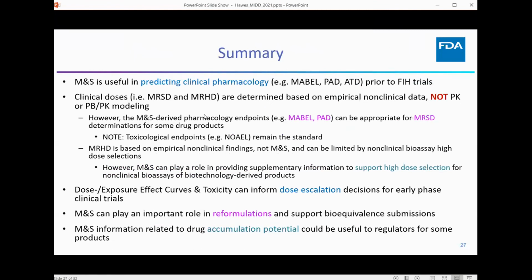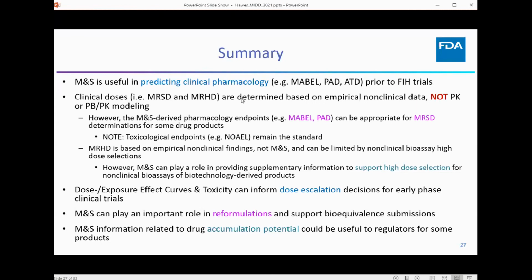So in summary, we've talked about how modeling and simulation can be useful in predicting clinical pharmacology, MABEL, PAD, and ATD prior to first-in-human trials. For clinical doses, the maximum recommended starting dose and maximum recommended human dose are determined based on empirical non-clinical data, but not on PK or PBK modeling. However, the MNS-derived pharmacology endpoints, MABEL and PED, can be appropriate for MRHD determinations for some drug products.